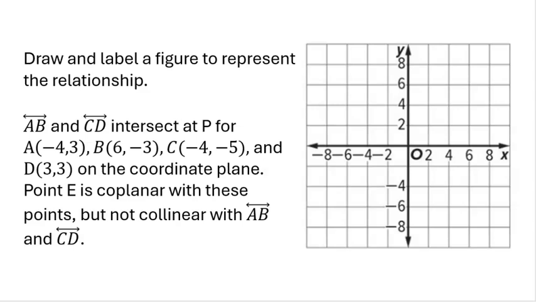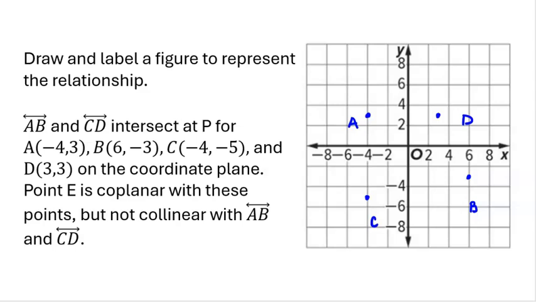For this question, it says draw and label a figure to represent the relationship. So we're just going to take this piece by piece. First of all, they give us these 4 points, A, B, C, and D. So let's go ahead and get those onto our coordinate plane. Make sure that you take notice that our axes are going by 2. When you went to put B on your coordinate plane, you should have noticed that that would have been off the coordinate plane if they were actually going by 1.